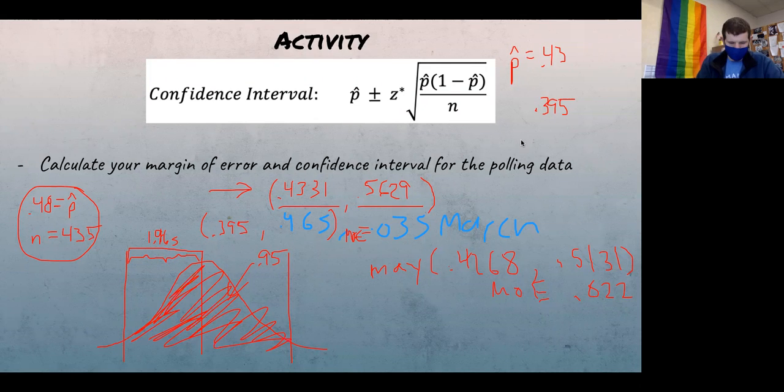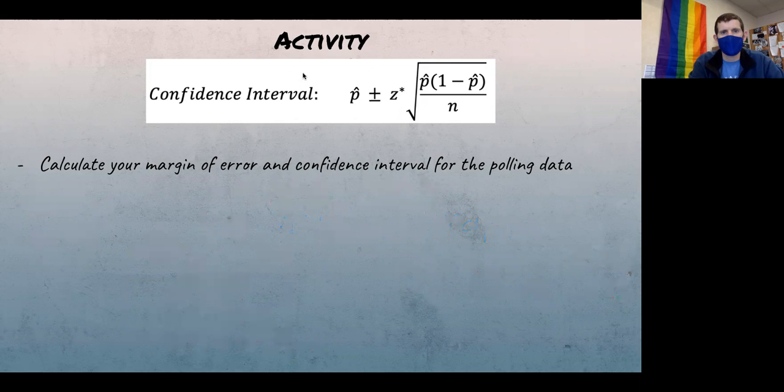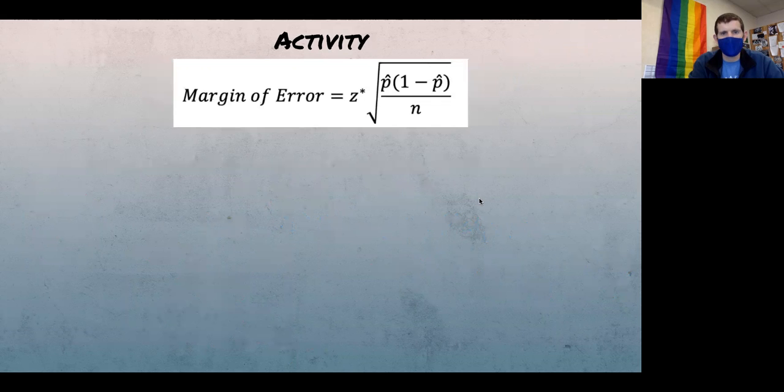And 95% confidence means that 95% of these should capture the true population mean, the true population parameter. All right, so now let me clear that. Now we're going to move forward. We're going to see why it's helpful to look at the margin of error sometimes.